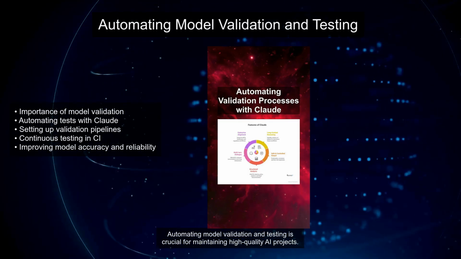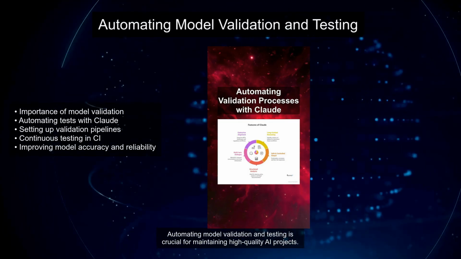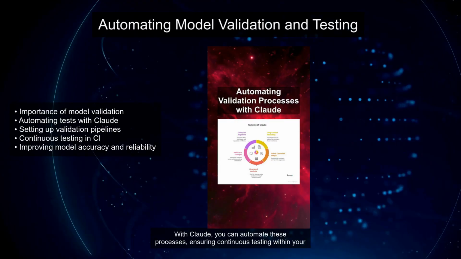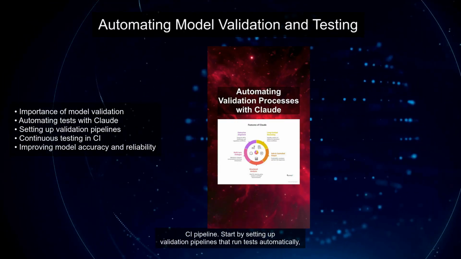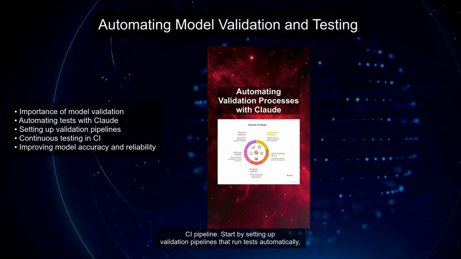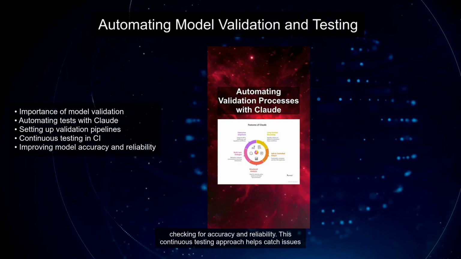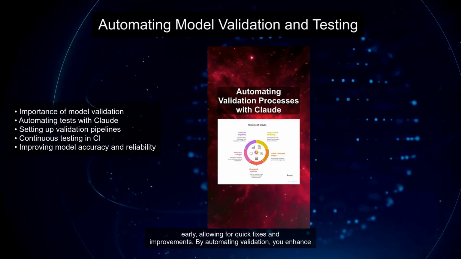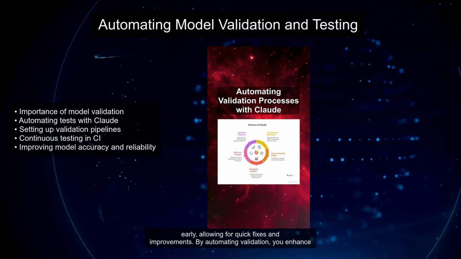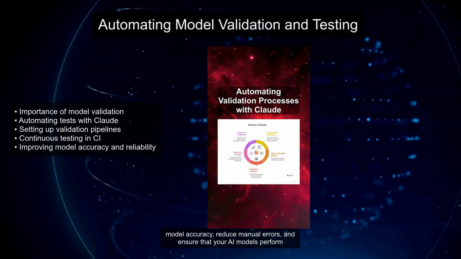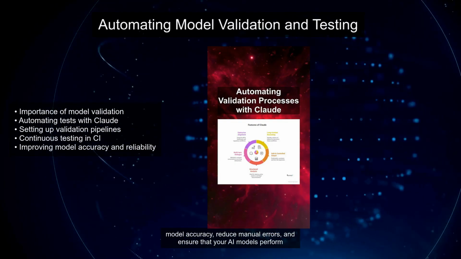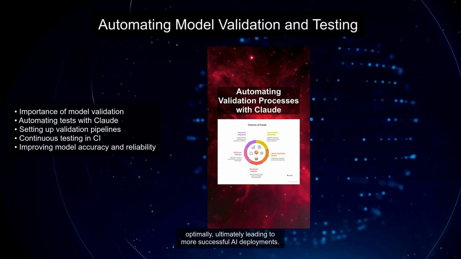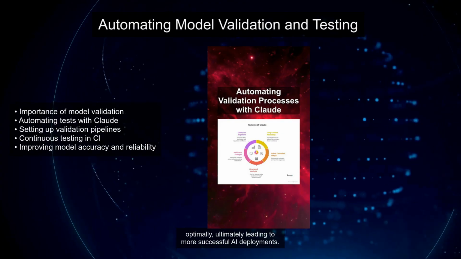Automating model validation and testing is crucial for maintaining high-quality AI projects. With Claude, you can automate these processes, ensuring continuous testing within your C pipeline. Start by setting up validation pipelines that run tests automatically, checking for accuracy and reliability. This continuous testing approach helps catch issues early, allowing for quick fixes and improvements. By automating validation, you enhance model accuracy, reduce manual errors, and ensure that your AI models perform optimally, ultimately leading to more successful AI deployments.